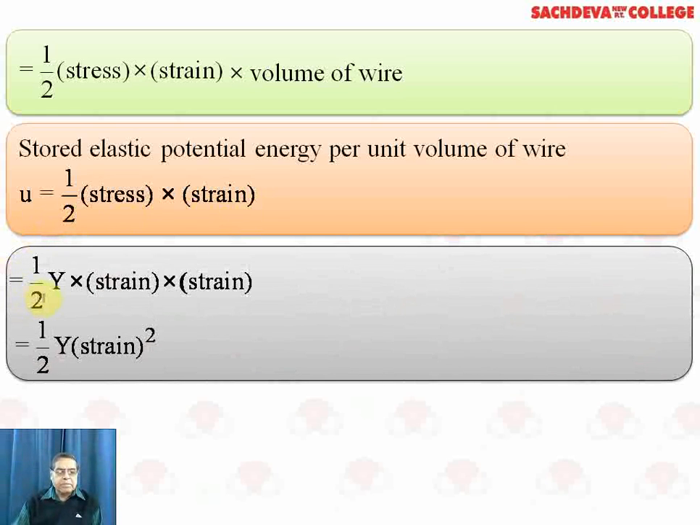Now, this can be written as half of Young's modulus multiplied by strain into strain. If we take Y as stress over strain, then one of the strains will cancel off, and the remaining value will become half Y strain into strain, that is, half Y into strain squared. And if we want to come to the previous line, Y can be taken as stress over strain. One of the strains will cancel off, and we will again come to the original expression, half Y into strain into strain.